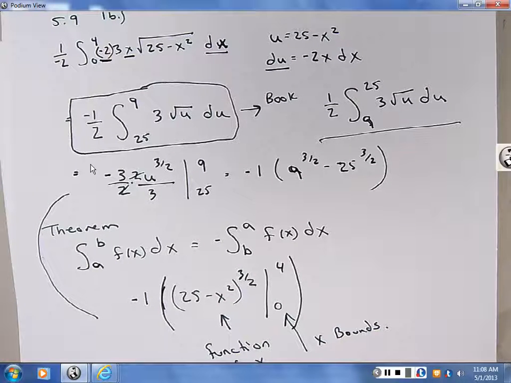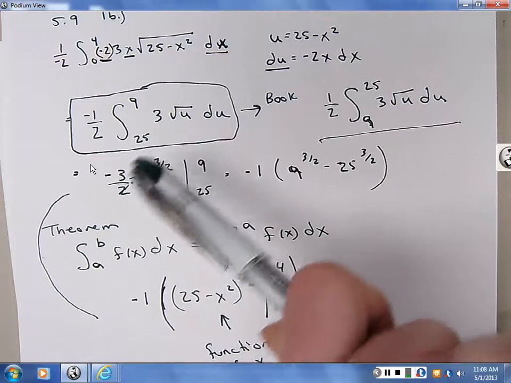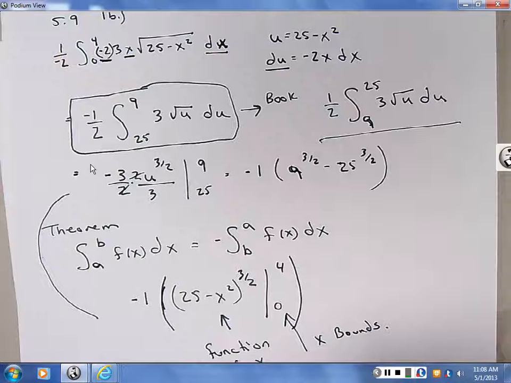Question? You can leave it with the lower bound greater than the upper bound and leave it negative. So no, you don't have to change it. Question?